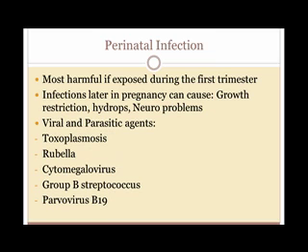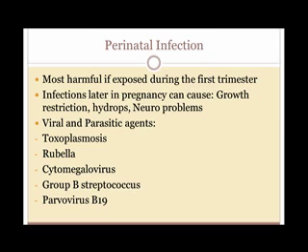Perinatal infections are infections that occur during pregnancy that may affect the growing and developing fetus. When do you think this would be most harmful? This is most concerning if there is exposure to a perinatal infection during the first trimester. Infections later in pregnancy can still cause problems, including growth restriction, hydrops, and neurological problems. But most concerning during the first trimester.